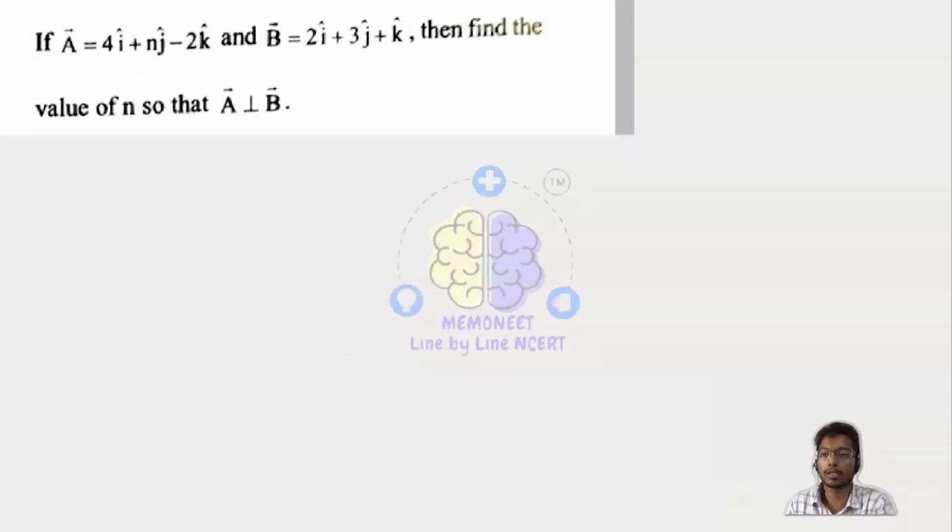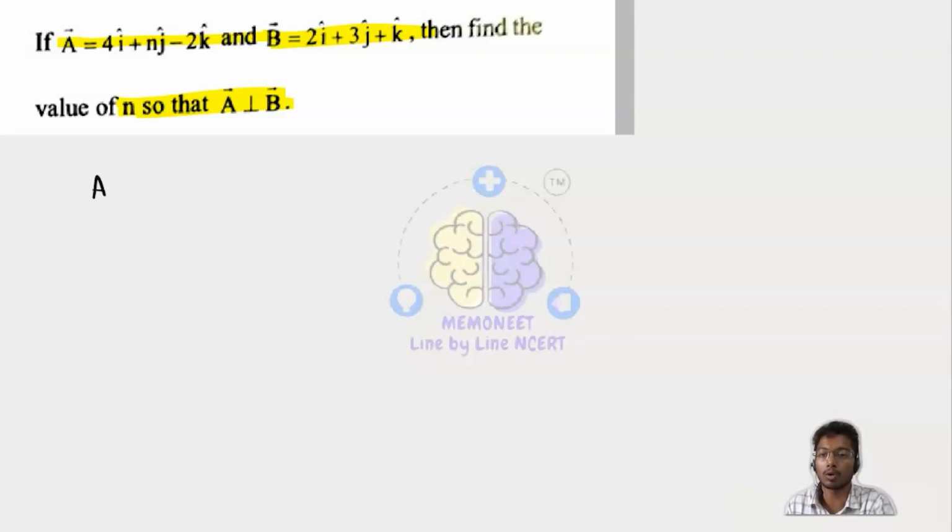Another question: a vector is equal to 4 i cap plus n j cap minus 2 k cap, and b vector is equal to 2 i cap plus 3 j cap plus k cap. Then find the value of n so that a is perpendicular to b. Okay, so when a is perpendicular to b, then which product will be 0?